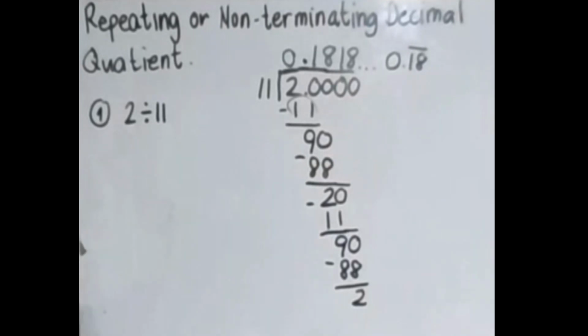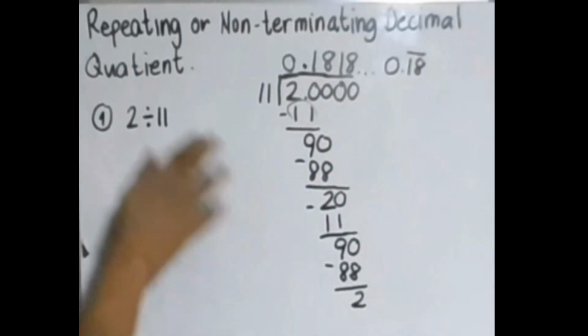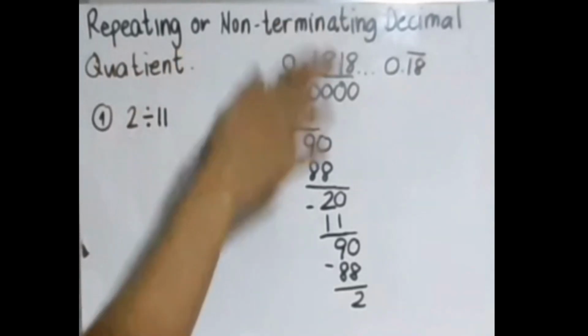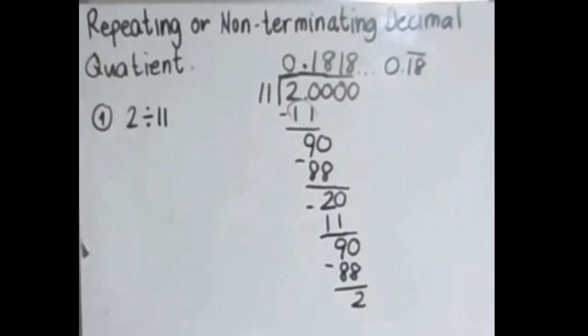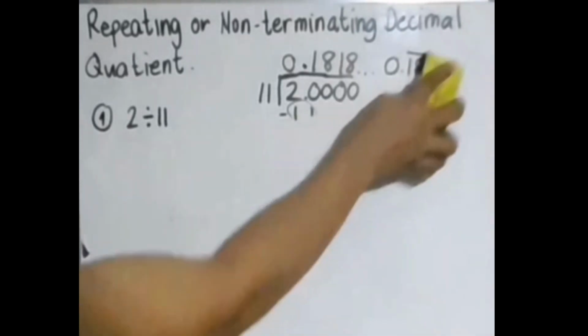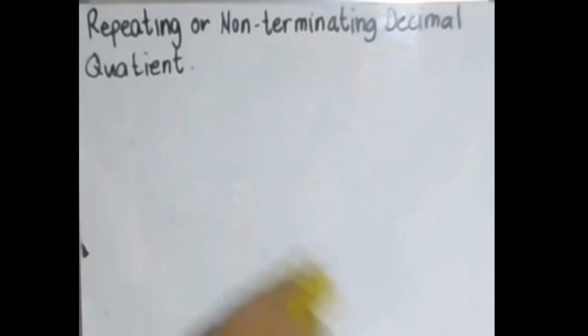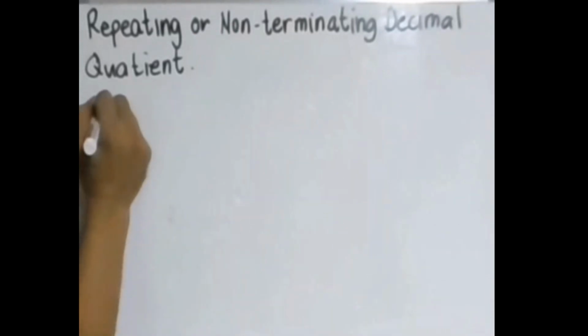So, that means 0.181818. This is an example now of repeating or non-terminating decimal. Kasi nga, wala siyang katapusan. Let us have another example. Example number 2.